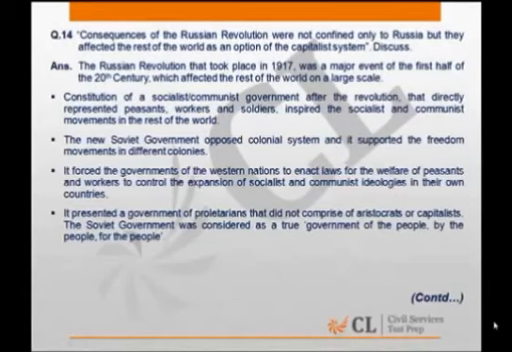Question 14. Consequences of the Russian Revolution were not confined only to Russia, but they affected the rest of the world as an option to the capitalist system. Discuss how the Russian Revolution affected the whole of the world.